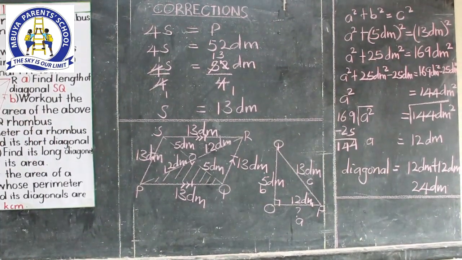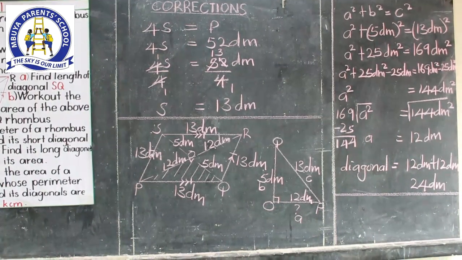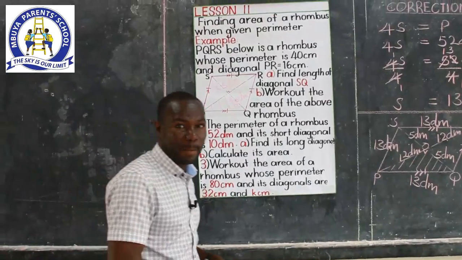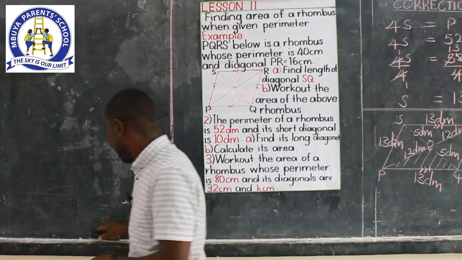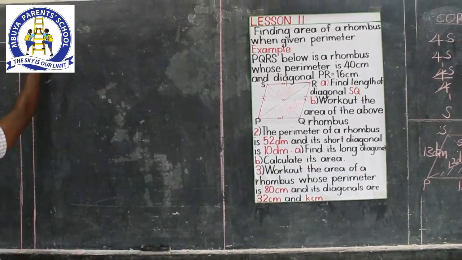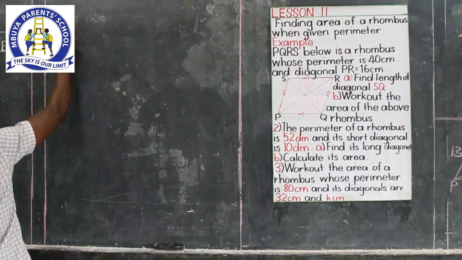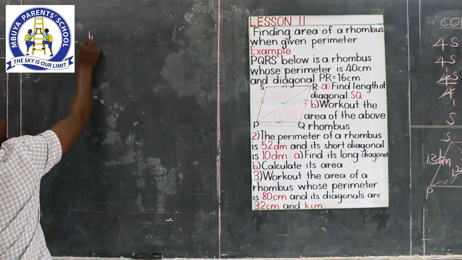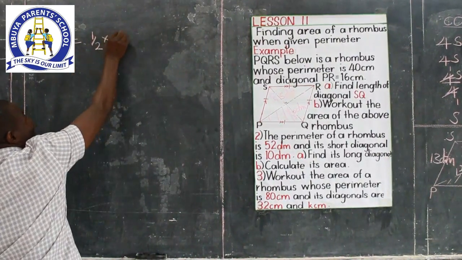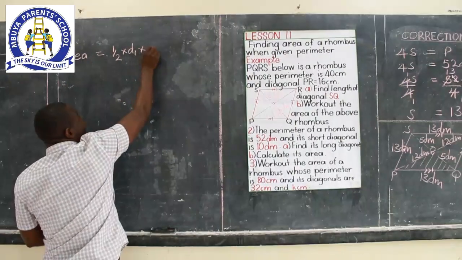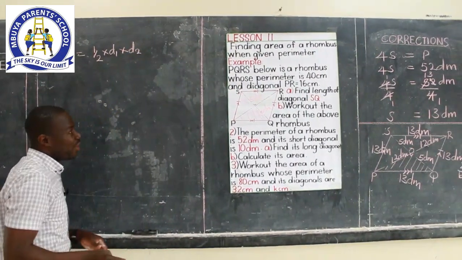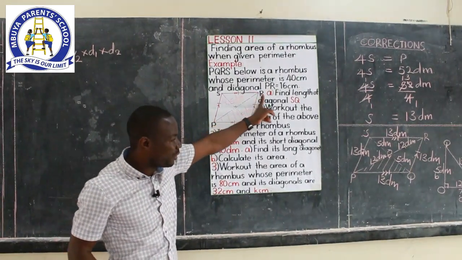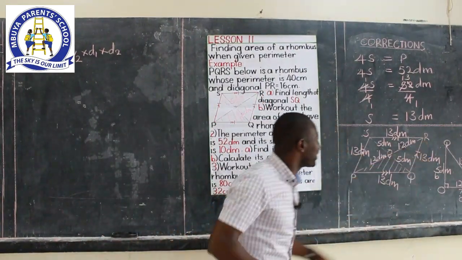Let's have part B. Part B states, calculate its area. So, Teacher Joseph told you properly with Teacher Salim in the first lesson that area of a rhombus is equal to a half diagonal 1 times diagonal 2. So diagonal 1 is PR, which we have just got. That is PR, which is 24.